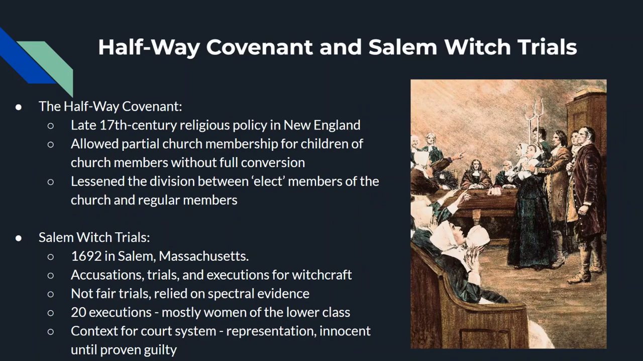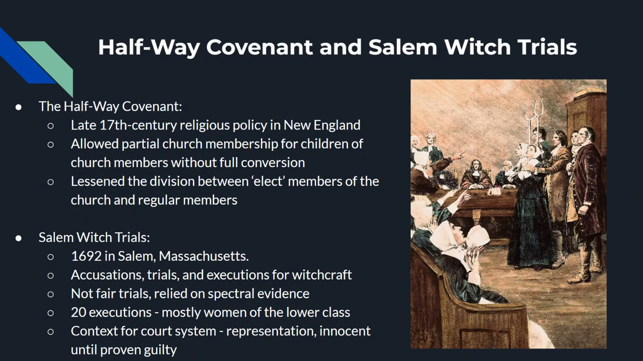First, the Halfway Covenant. This was a late 17th century religious policy in New England that allowed for partial church membership for children of church members, even if these parents weren't fully converted. Okay, so the idea here is they wanted to increase the number of church members that they had. But a lot of people are criticizing this because it's diluting the purity of the church, because now they're having people that are not fully converted into their church.